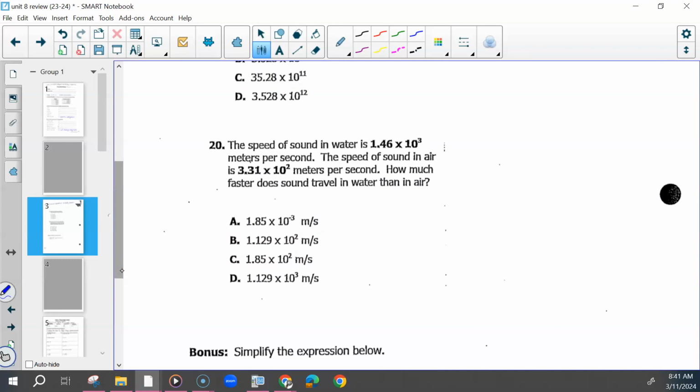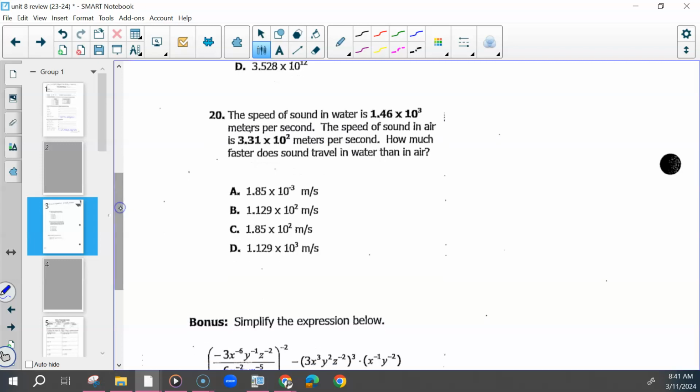So the speed of sound in water is 1.46 times 10 to the third meters per second. The speed of sound in air is 3.31 times 10 to the second power meters per second. How much faster does sound travel in water than in air? So because we're looking for how much faster, we're going to subtract one from the other. In air minus water, I think it's that one. I could be wrong. I think it's the other way around, but we'll try this one and then the other one.